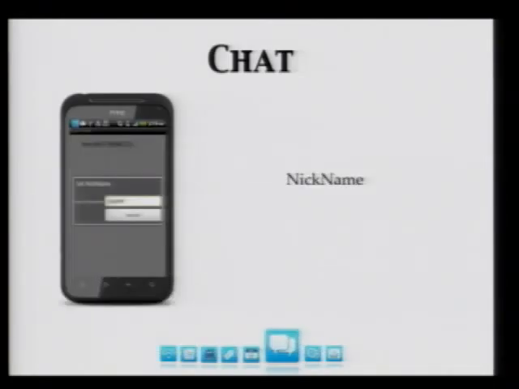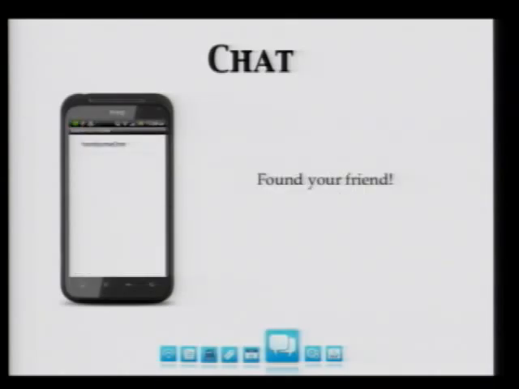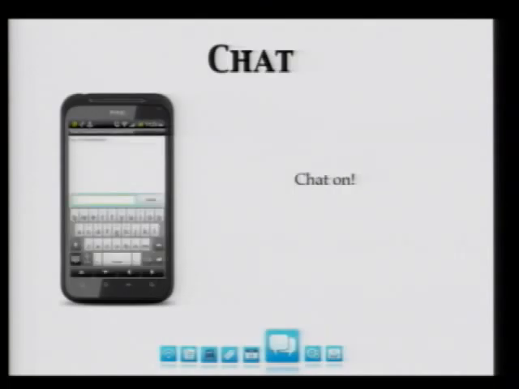Okay, and on top of searching by matric number, sometimes it's very hard to memorize your friend's matric number. So we have this unique nickname feature where you can come up with a very interesting nickname and identify yourself uniquely. So basically, this is just a search function by nickname and or matric number. You have found a friend, and you can begin doing a chat.